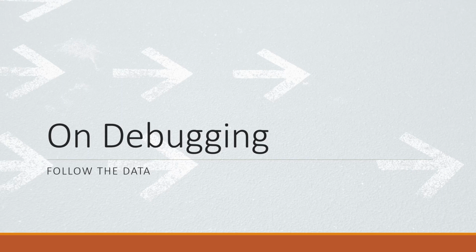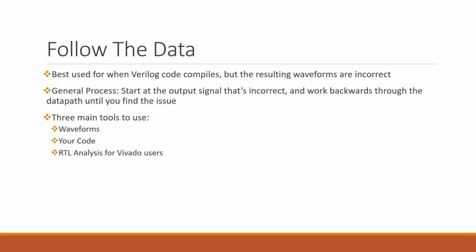By this, I mean looking at whatever isn't working in your waveforms and tracing where that data came from in your code until you find the error. This is perhaps one of the fastest and most efficient methods of locating problems in your code. Now, follow the data is best used for when your Verilog code is compiling, but the resulting waveforms are incorrect.